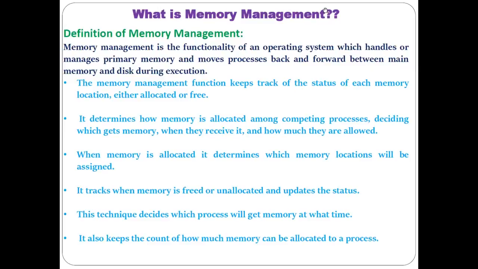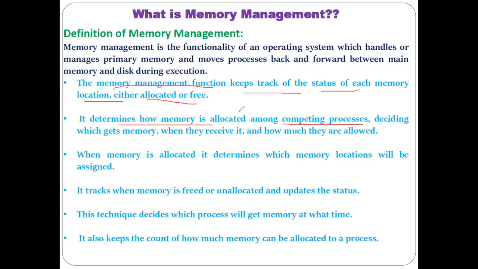In this way, the primary memory gets managed. Okay, so as part of the management of the primary memory, different kinds of activities are performed. As you know, the memory management function keeps track of the status of each memory location. This function of the operating system has to keep track of how much memory is allocated, which memory locations are allocated, and which are free. Also, it determines how memory is allocated among the different computing processes. If more than one process wants memory, then according to priority, the memory is allocated to such processes.